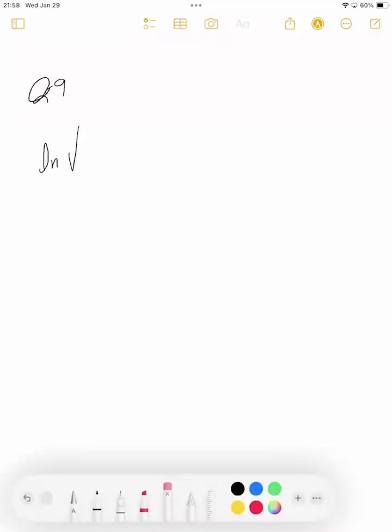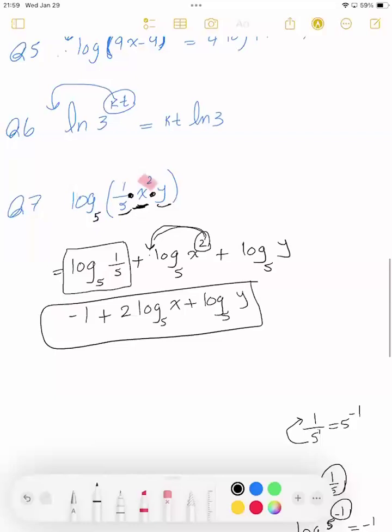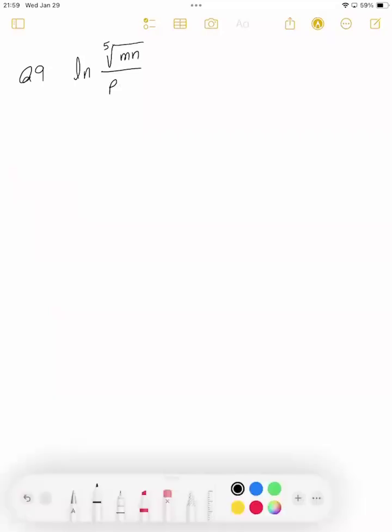Question number 9, we have ln of m n to the 5th, p to the power 2, and we have a q.